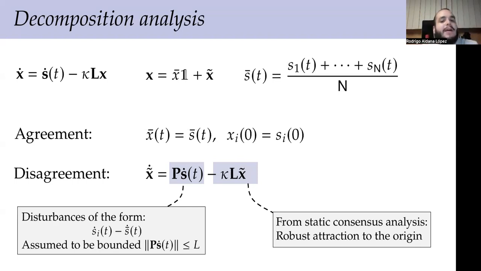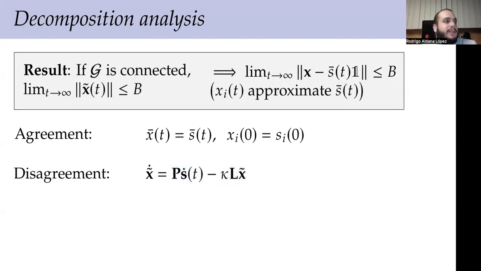For a sufficiently high gain, you can achieve some form of convergence to a neighborhood of the origin, but it is not exact, okay? And we know this because we can use the same Lyapunov function as before, okay? So the main result that the people in this area use is that if the graph is connected, you have bounded error, okay? Bounded disagreement in permanent regime, which means that each xi only approximates the average signal, okay?